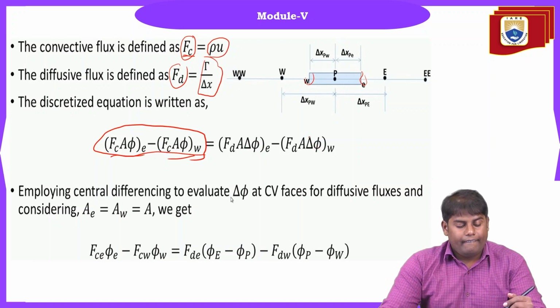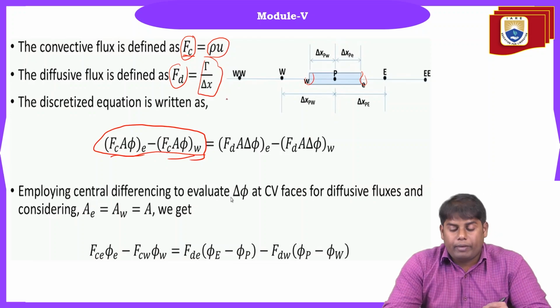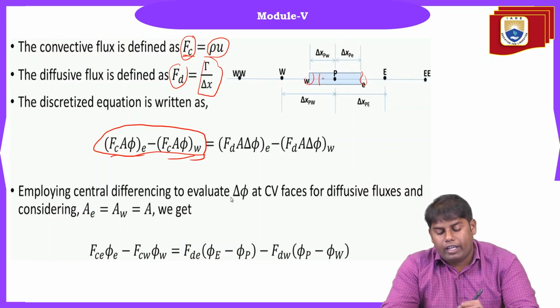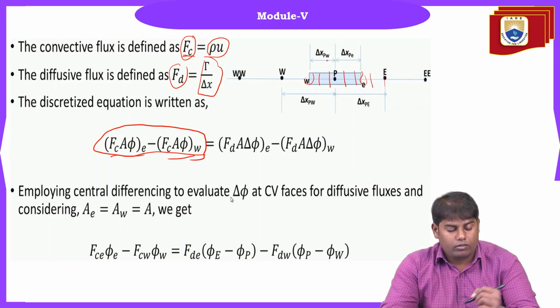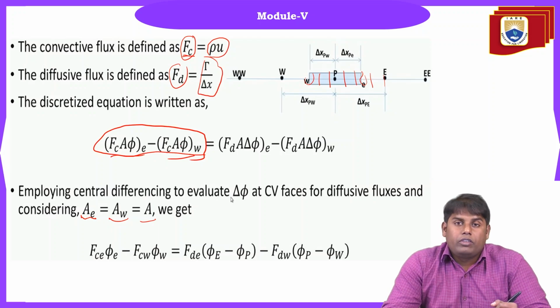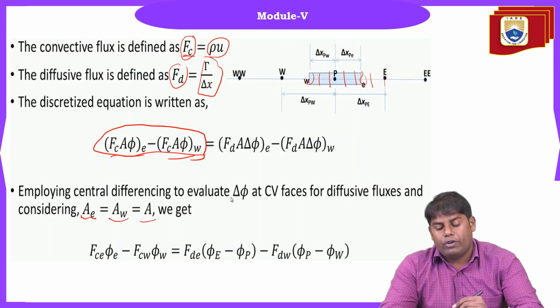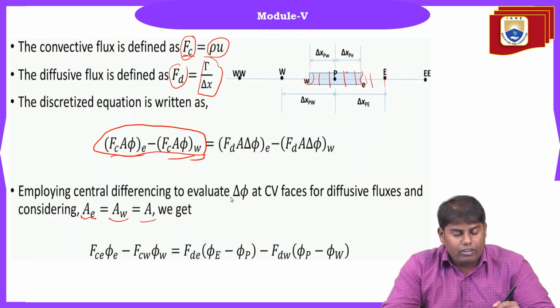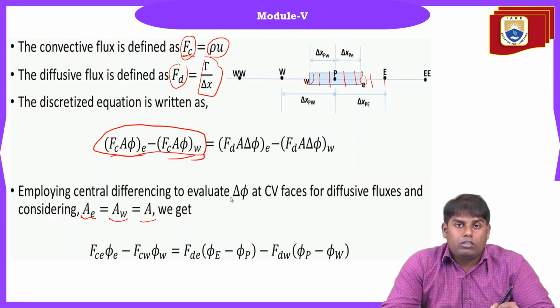Since we are taking a 1D element, if you take any cross section, the area is the same. So the area at the east face and the area at the west face is the same area A. You take any cross section, and it will be the same for the 1D element. As I told you, there are different types: we have 1D, quasi 1D, 2D, and 3D.